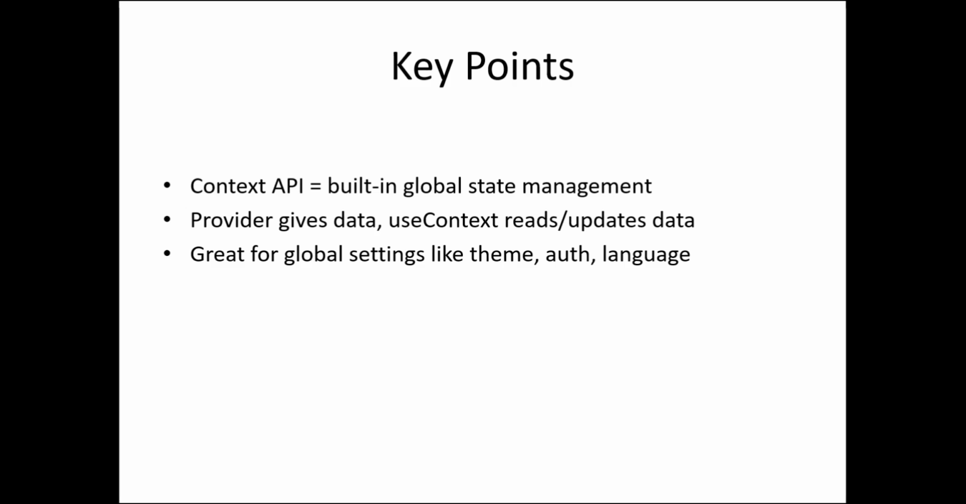For a simple and deeper understanding, imagine a cloud storage system. The provider is a cloud server which holds the data, and the value is what will be stored, and use context is the client requesting data. So multiple components can access or update the data simultaneously, and changes reflect everywhere automatically. This is why context API is scalable, avoids prop drilling, and simplifies state management.